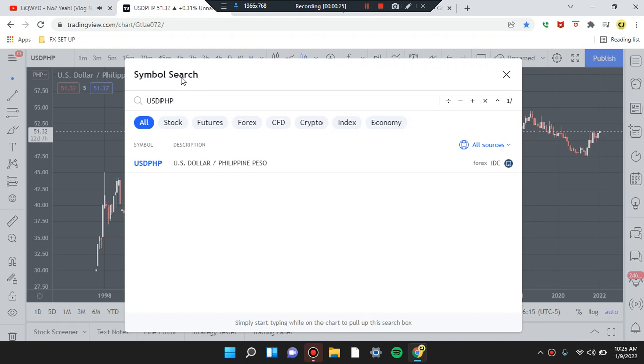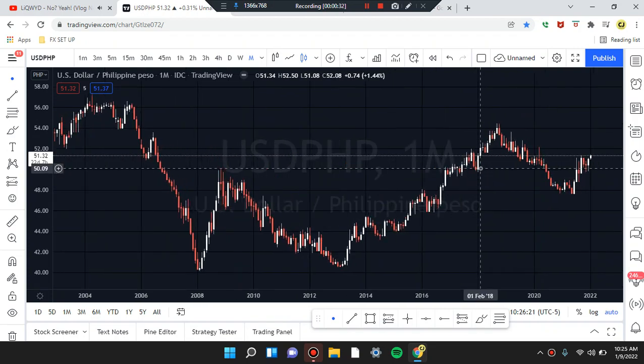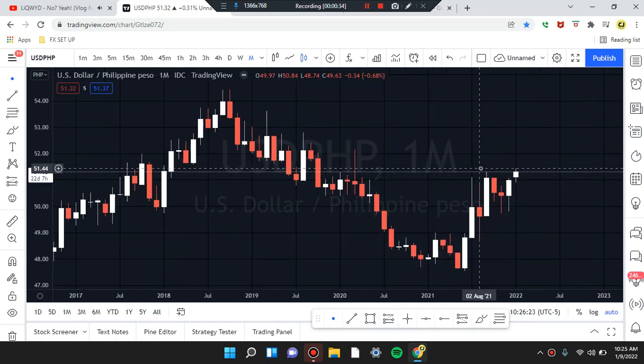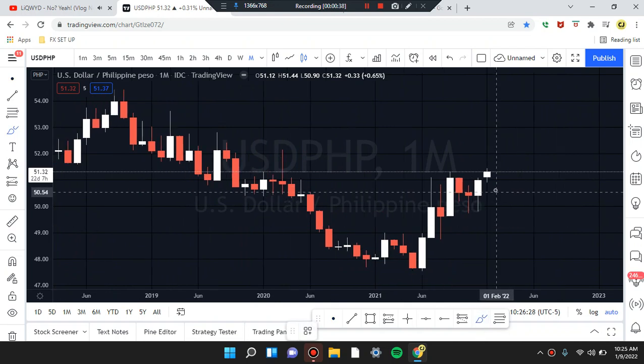Okay, guys, we are marking up USD/PHP. Let's take a look at what's going on in the market. We're going to head over to price action. We are on the monthly time frame.